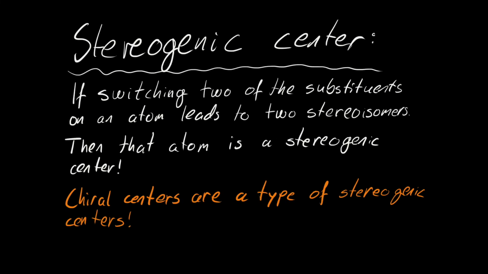Now, we more commonly use stereogenic center, which is an atom where switching any two of its substituents leads to stereoisomers. Along with the chiral center, these terms can sometimes be confusing, and it can be useful to use local symmetry groups as a way to determine the outcome of a substitution.